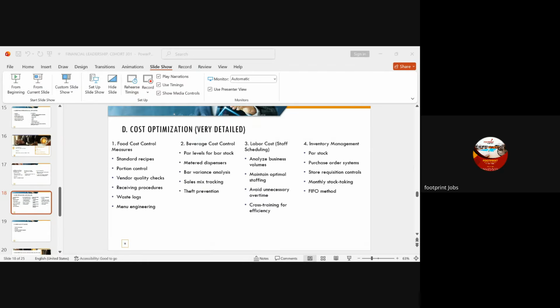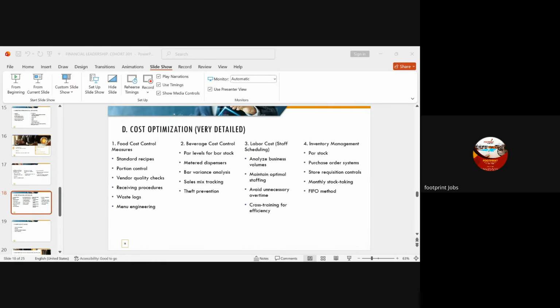So at every point in time, you must be able to analyze your staff performance and say, okay, do I need this number of staff in this particular area? Can one person man here? Can one person man here? Just to be sure that you're not overstaffing and the revenue is not actually coming in like it's supposed to come.